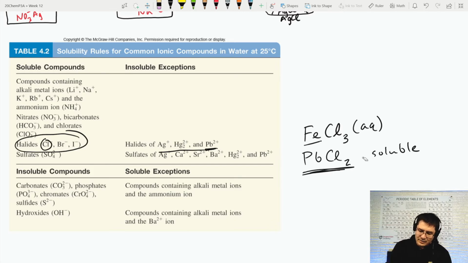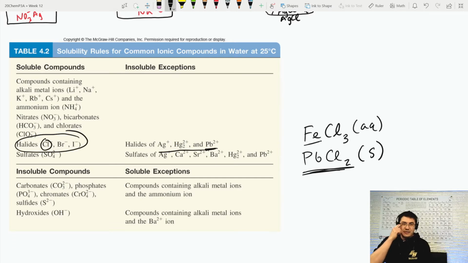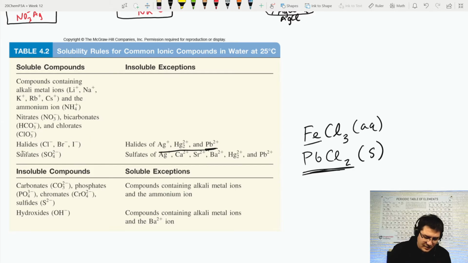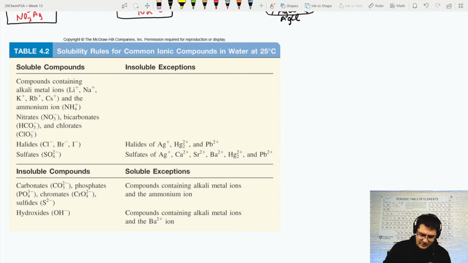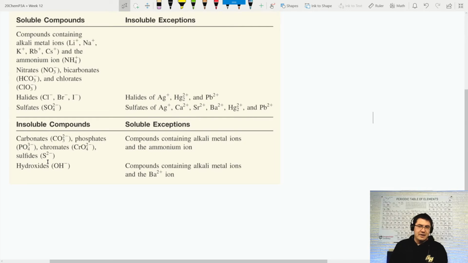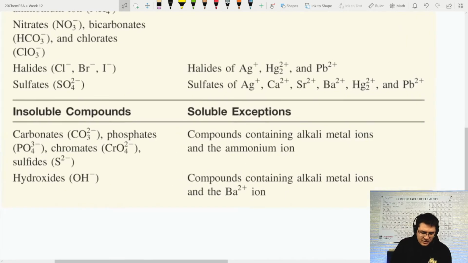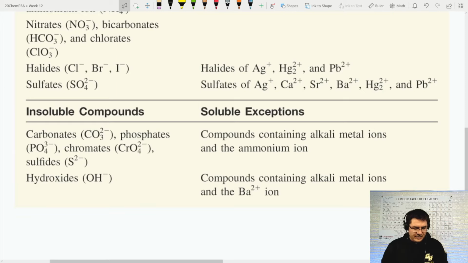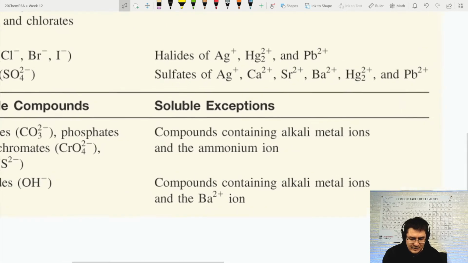But because lead chloride is insoluble, it would form a precipitate or stay in the solid form when you put it in water. Okay, so the compounds at the bottom of this table are generally insoluble. So carbonates, phosphates, chromates, and sulfides are insoluble except when they contain alkali metals.